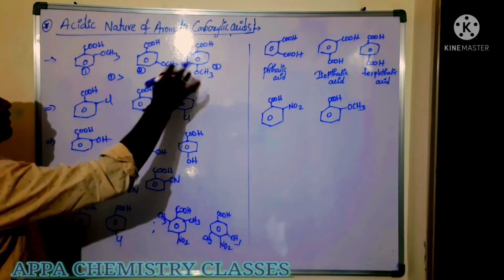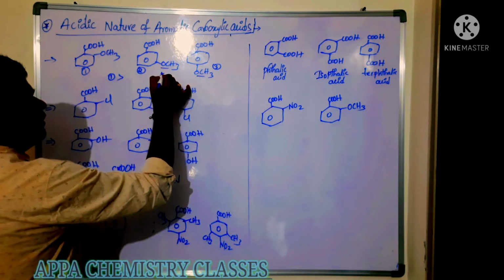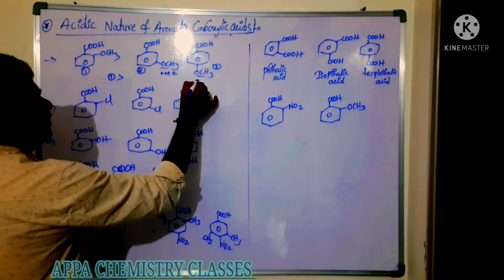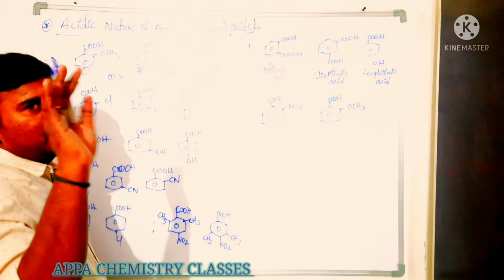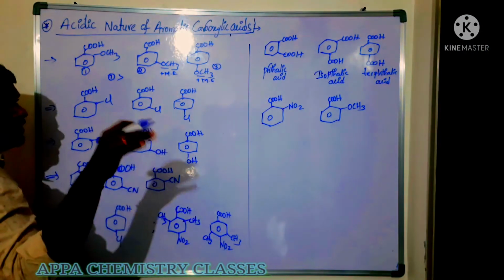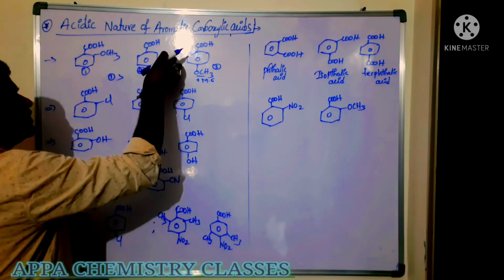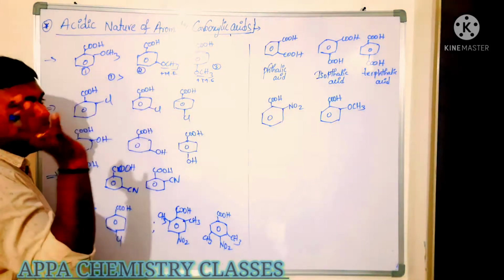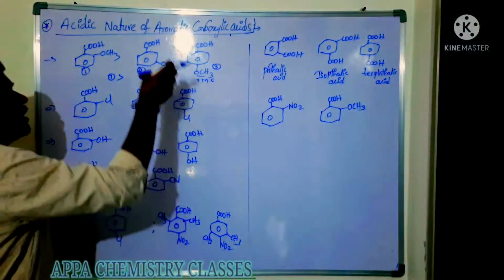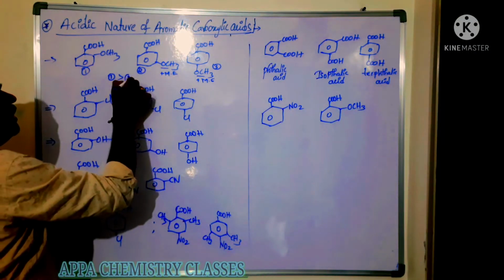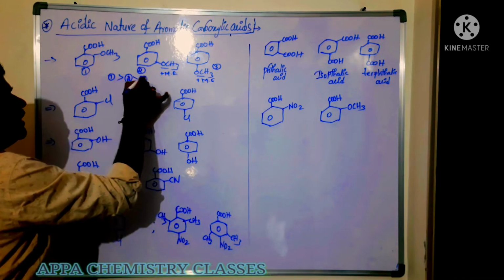After that, we have to compare whether the group is electron releasing or electron withdrawing. It is a plus M group, so plus mesomeric effect. What happens? A plus M group, an electron releasing group, decreases the acidic nature. So this is the meta position. Whenever the meta position contains any group, either electron releasing or electron withdrawing, it will not have any effect. But here it is having more effect, so for that reason it is having the least acidic nature.